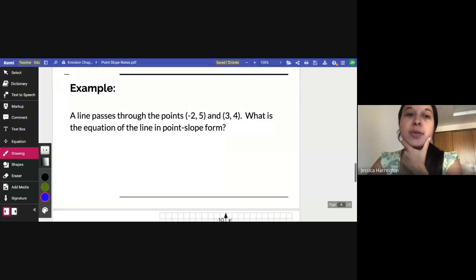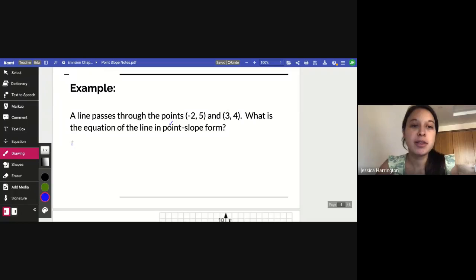Okay, now let's try another one. A line passes through the points negative 2, 5, and 3, 4. What is the equation of the line in point slope form? Okay, well, for point slope form, we need a point. We've got 2, so we're good there. Check, we have a point. And we need the slope. Oh, we don't have the slope, so we've got to find it.